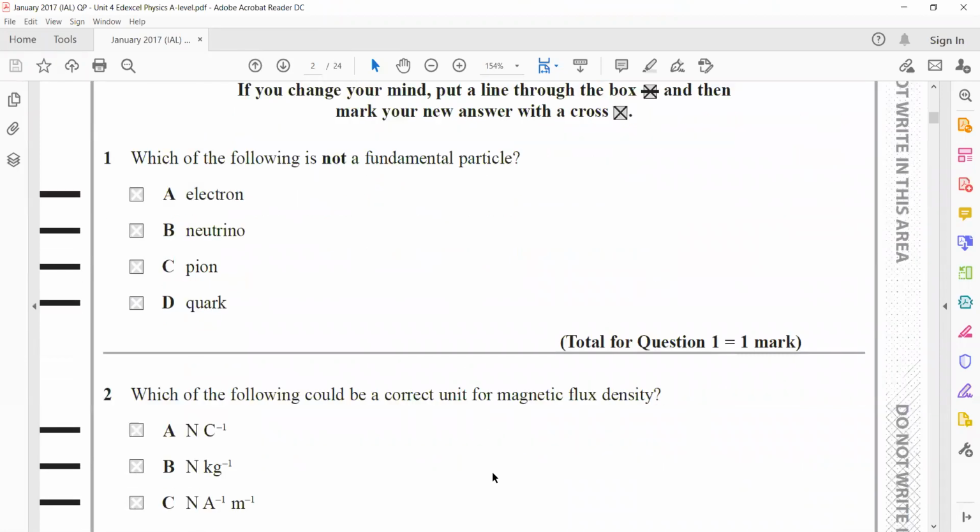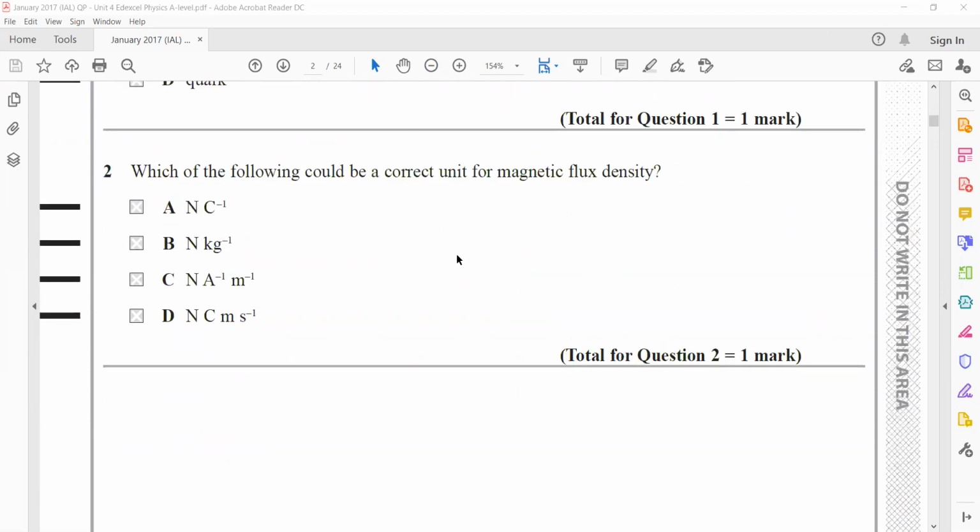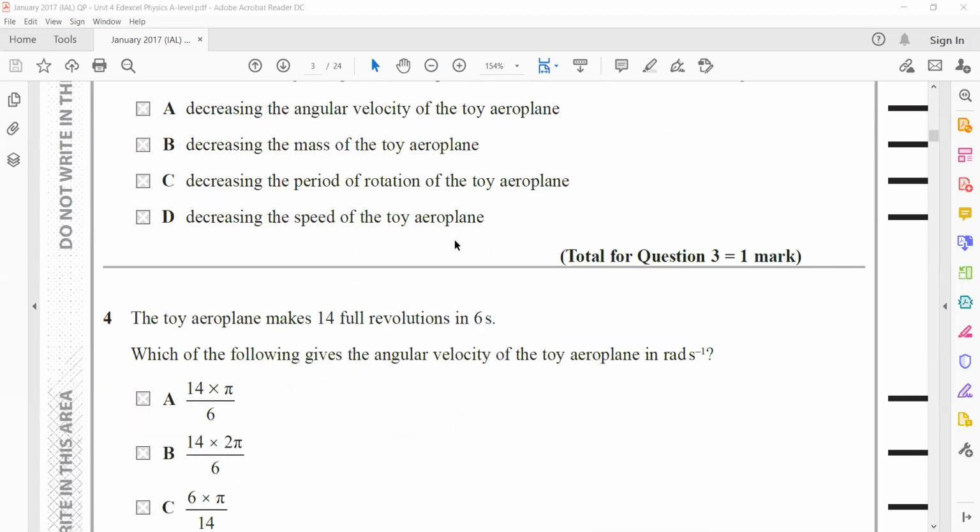Question 1, what could be the answer for question 1? Which of the following is not a fundamental particle? So C is not a fundamental particle. Pion is a meson. Electron, fundamental. Lepton, neutrino, fundamental. Lepton, quark, also fundamental. And there are types of quarks, like 6 quarks are there. It can be any one of them.